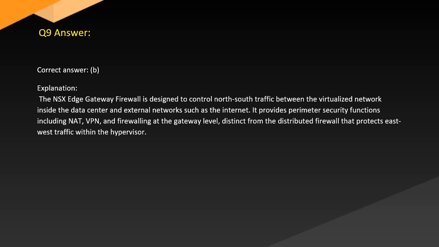Answer. Correct answer: B. Explanation. The NSX Edge Gateway Firewall is designed to control north-south traffic between the virtualized network inside the data center and external networks, such as the Internet. It provides perimeter security functions, including VPN and firewalling at the gateway level, distinct from the distributed firewall that protects east-west traffic within the hypervisor.